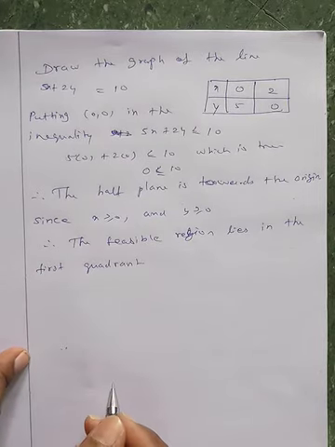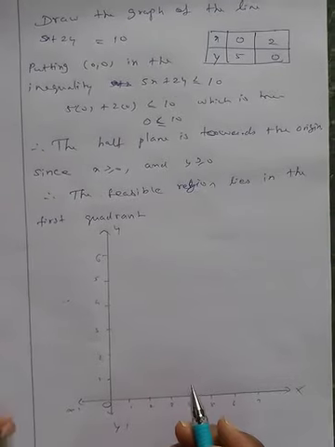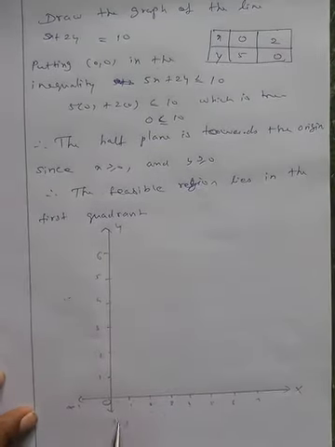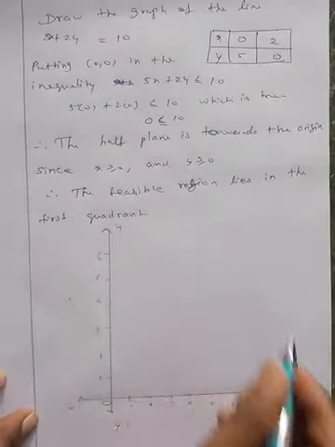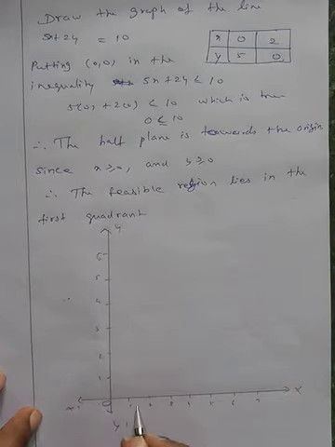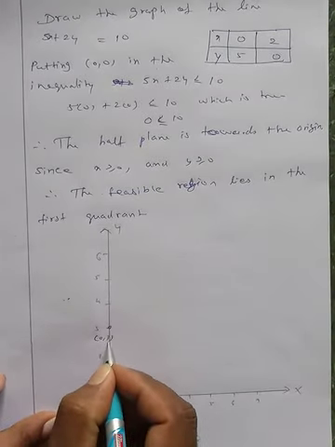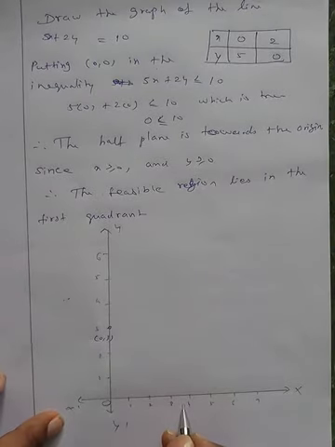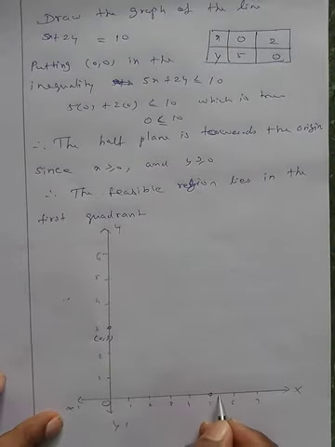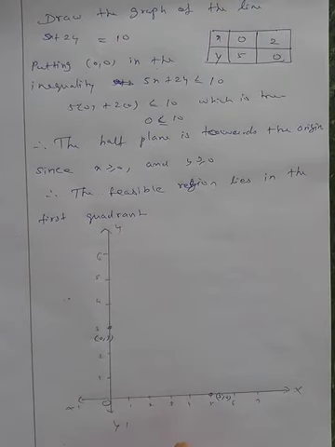Now draw the graph of the lines. Since the feasible region is only in the first quadrant, draw the first quadrant of the graph. Draw the first line: there is a point 0, 3 and the next point 5, 0. These are the points of the first line. Now join the points.